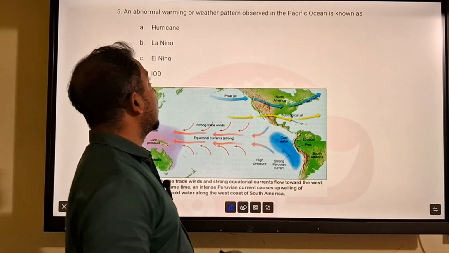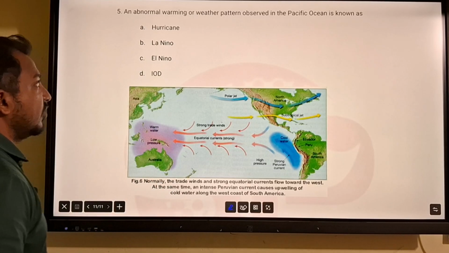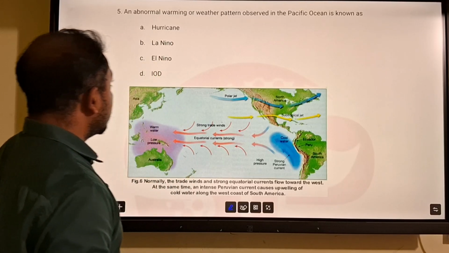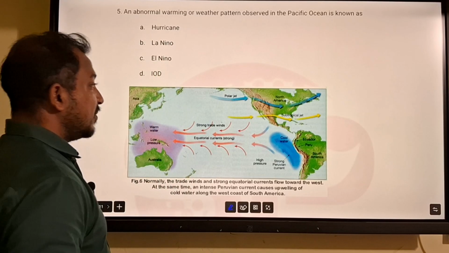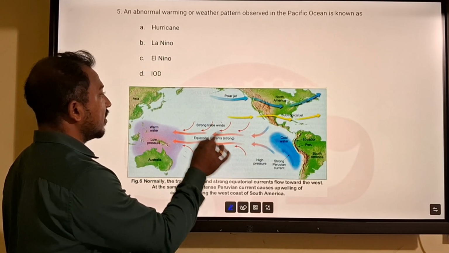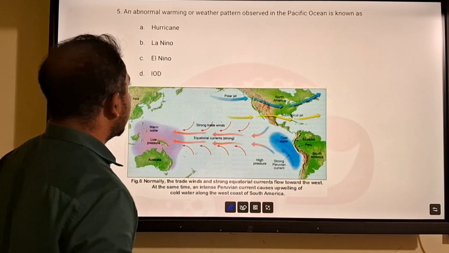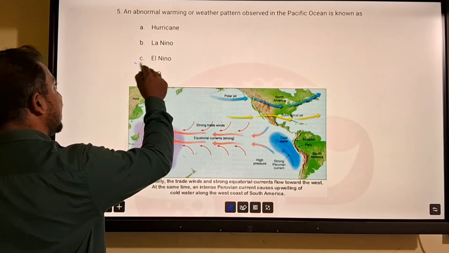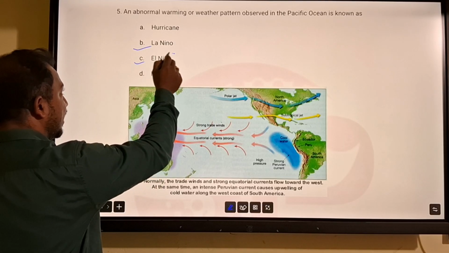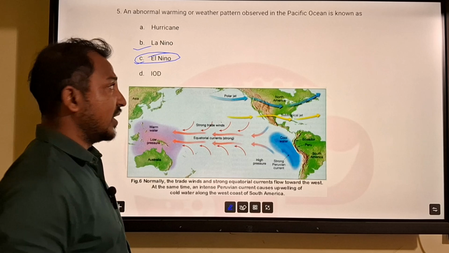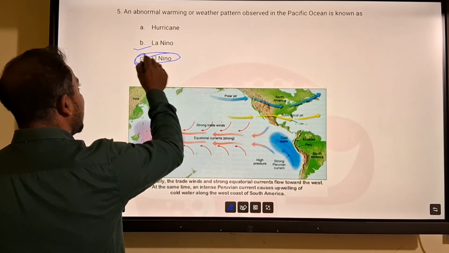An abnormal warming or weather pattern observed in the Pacific Ocean is known as? So in the Pacific Ocean, a special weather pattern develops. They are called El Nino or La Nina. El Nino indicates the warming phase, La Nina indicates the colder phase. So the answer will be El Nino.